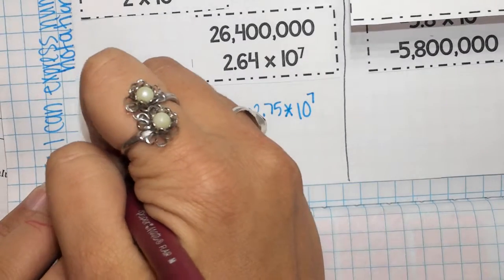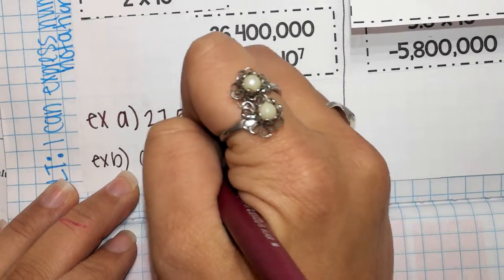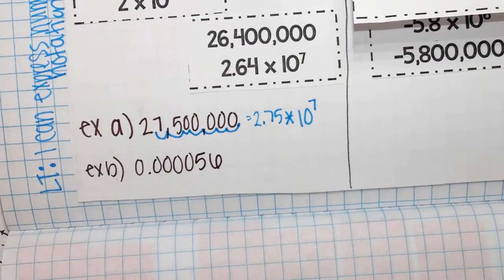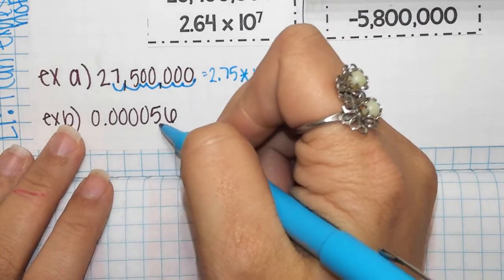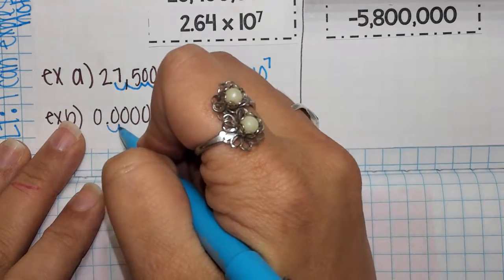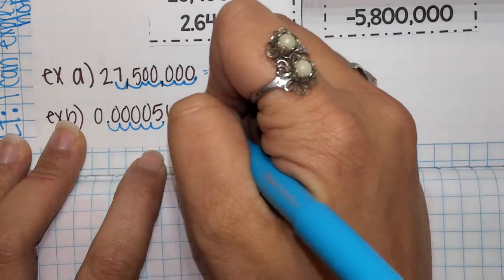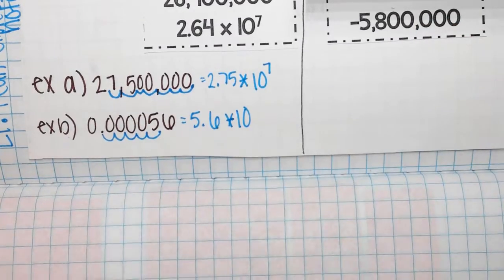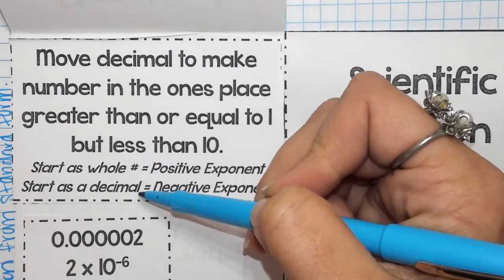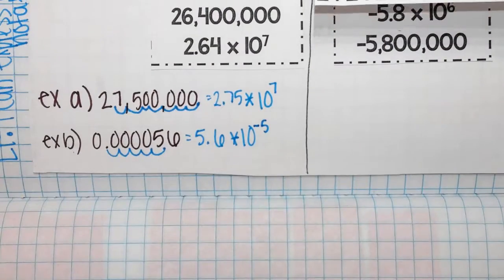Because, for example B, what if I had this? So how many places am I going to move my decimal? Now, you need to move it to the 5 over here. So you're going to move it 1, 2, 3, 4, 5. So that's going to be 5.6 times 10. And we moved it 5 times. Now, did we start as a whole number or a decimal? So what kind of exponent? Negative. So negative 5.